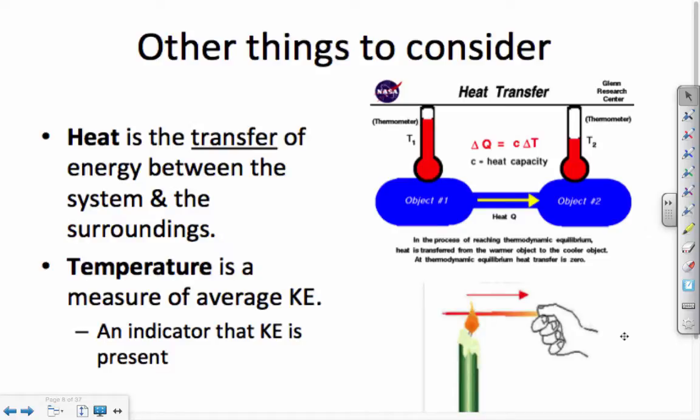Heat is not energy per se. Instead, heat is the flow of energy between hot and cold objects, or between a system and surroundings. Energy can move back and forth between system and surroundings because of heat.